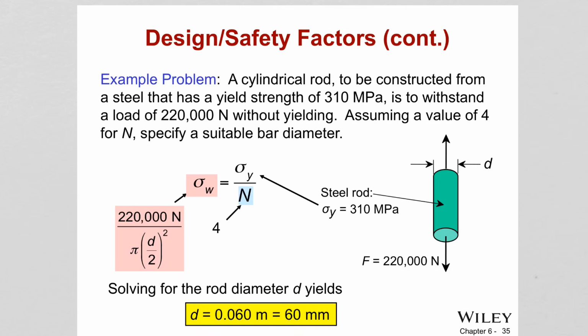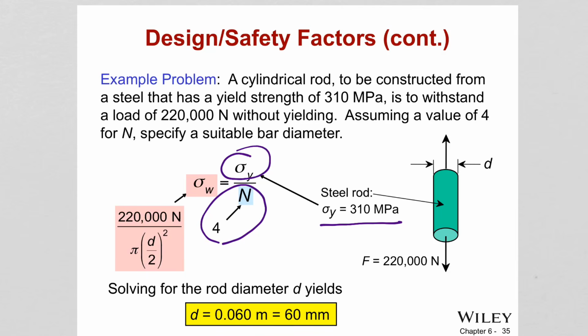So this material is going to be exposed to loads, the force of 220,000 N, with a certain area, right? And that is the working load, working stress. And the yield strength of the material is 310. So this is given to us. We plug the data into the equation, and n is assumed to be 4.